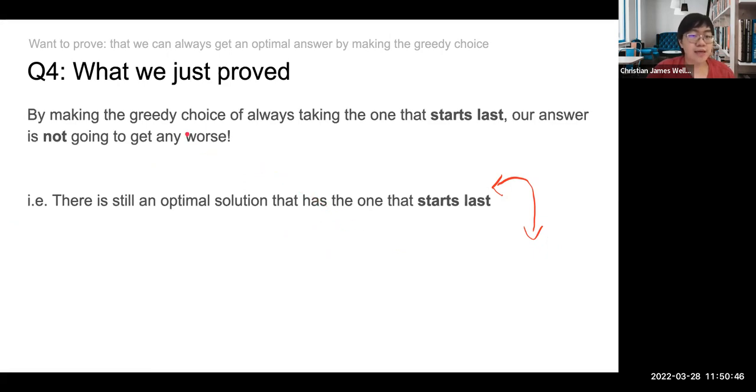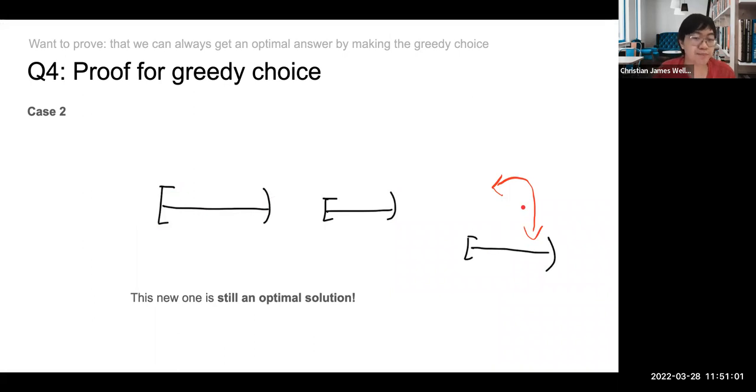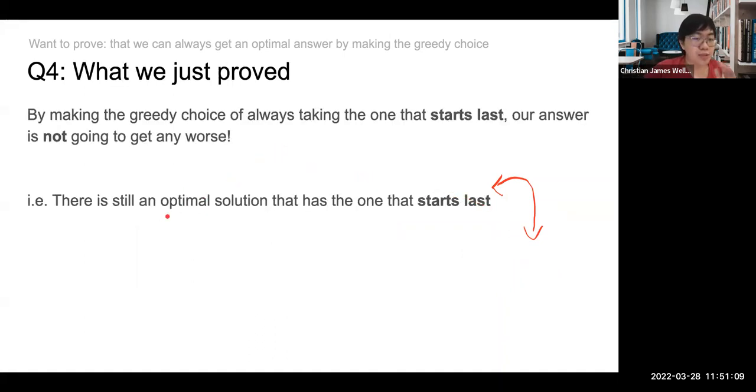Okay, so again, what we just proved is that by making the greedy choice of always taking the one that starts last, our answer is not going to get any worse, because here we started off with 3 as the optimal solution, but after swapping, it didn't get any worse. It's still 3. It didn't really get better, but it didn't get worse either. So it's still an optimal solution. So this means that there is still an optimal solution that has the interval that starts the last. Okay, so that's the argument.